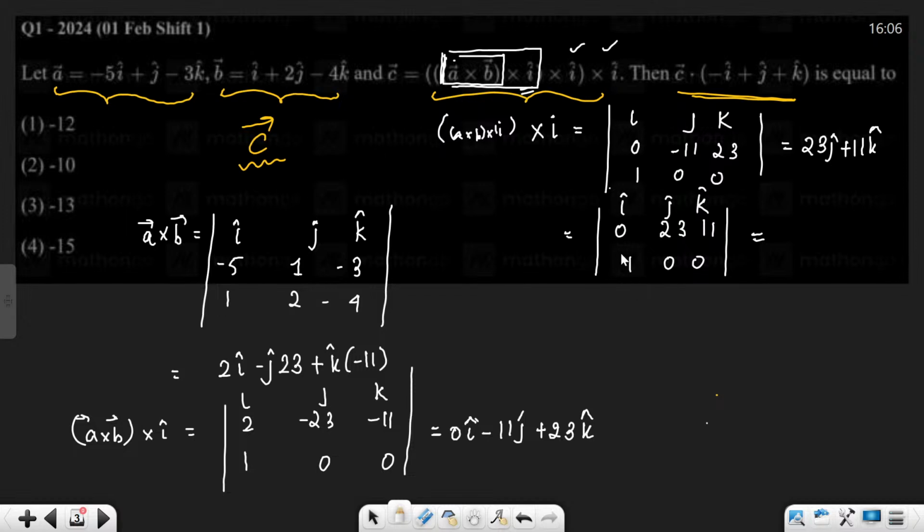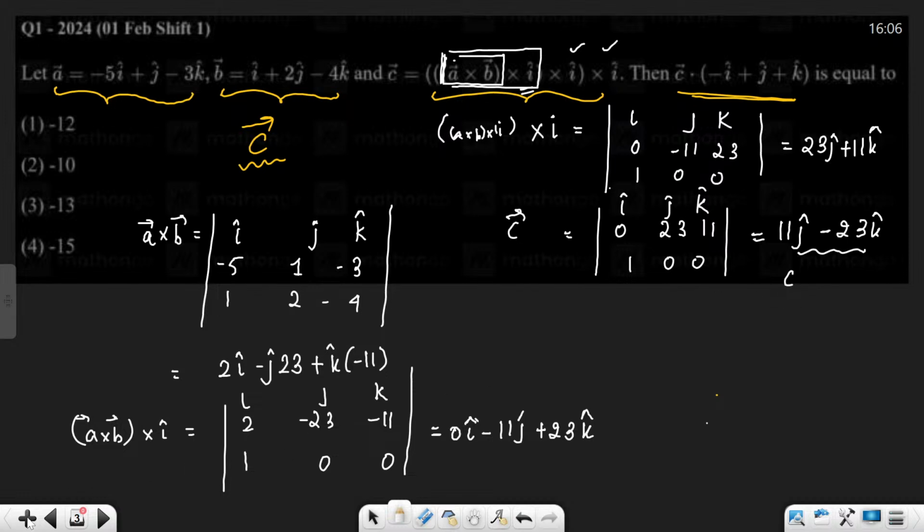So this is going to become what? This is 23 minus 0, so 0 finally. And this is 11 j cap minus 23 k cap, right? This is your final thing. This is your C vector. Finally you have got the C vector.